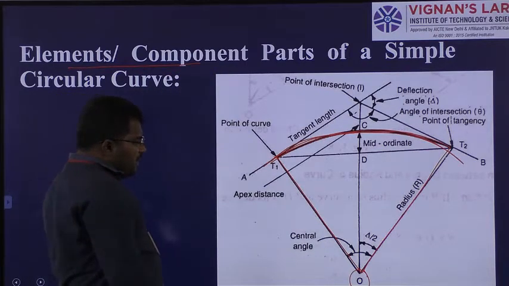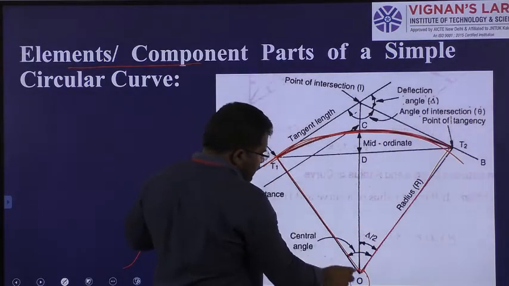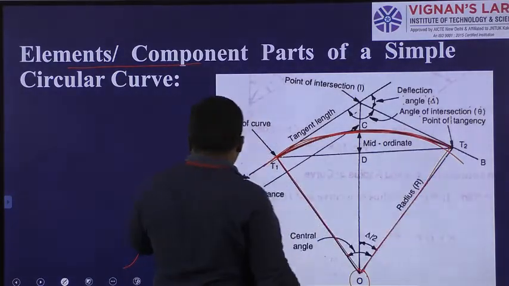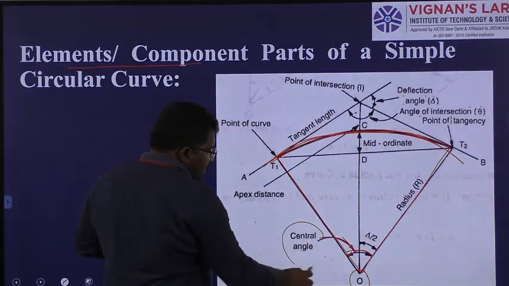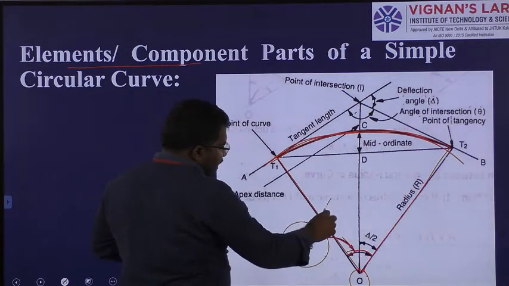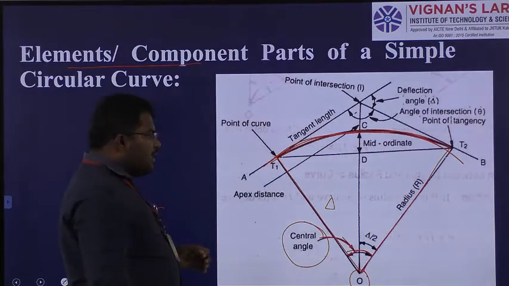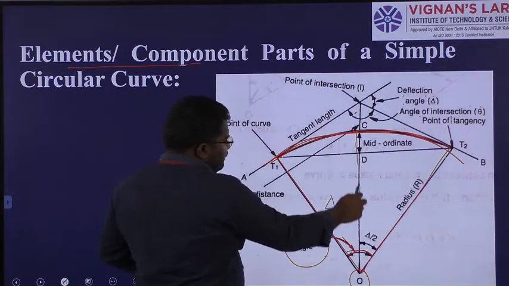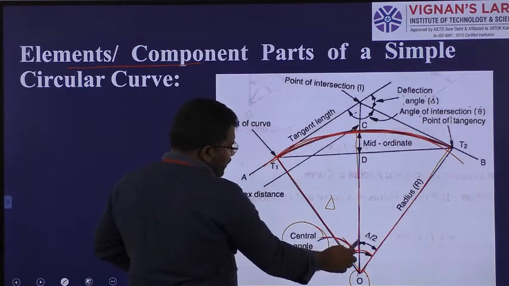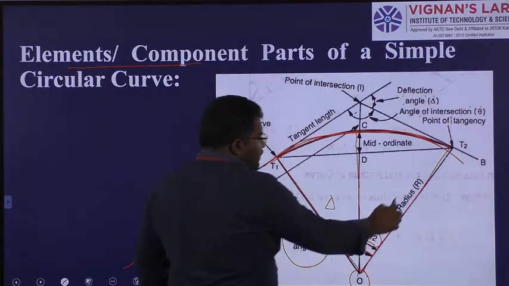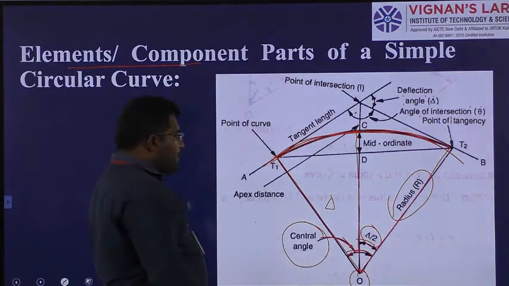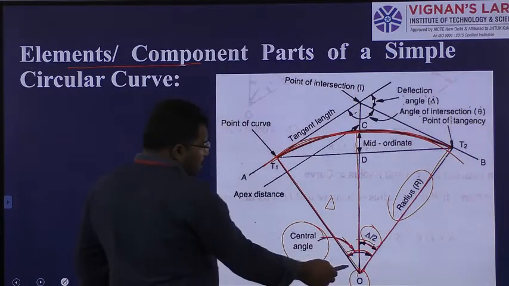So here you can see, if this is one radius and this is the radius to the other side, whatever angle is there in between these two is called the central angle delta. From the exact center, delta by 2 will be there. Okay, so this is the radius R.